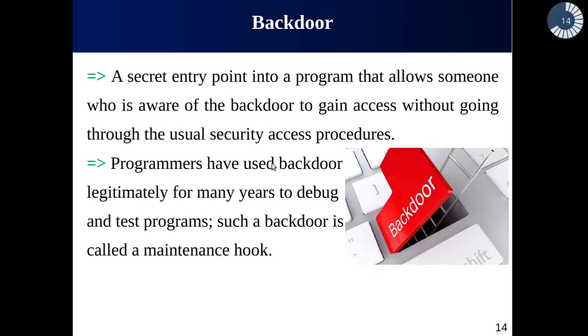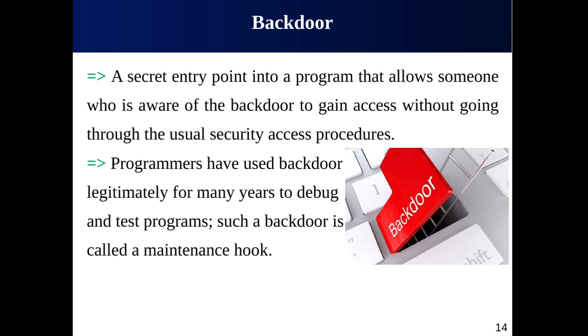Besides the Trojan horse, we have backdoors as well, which are also known as trapdoors. And the concept is similar. It's like a small door in a wall, in a floor, or in a ceiling that is used to gain access to part of a building or to a machine, etc. So it is a secret entry point into the program. And that secret entry point will allow someone who is aware of the trapdoor to gain access without going through the usual security access procedures.